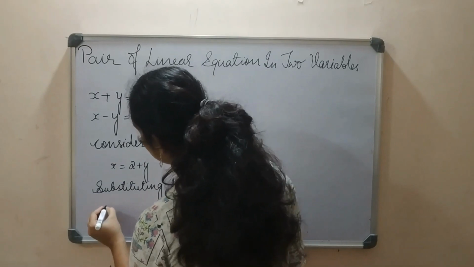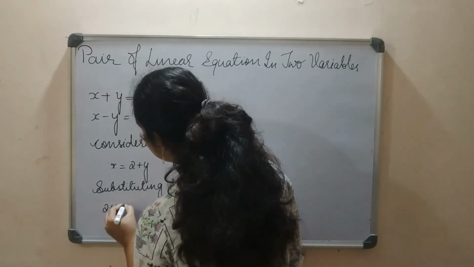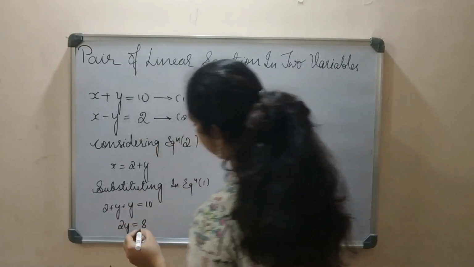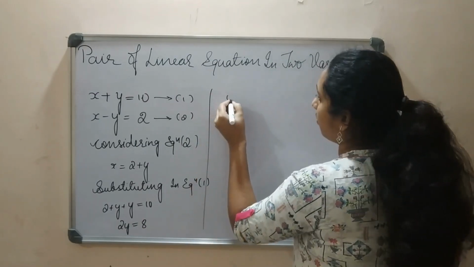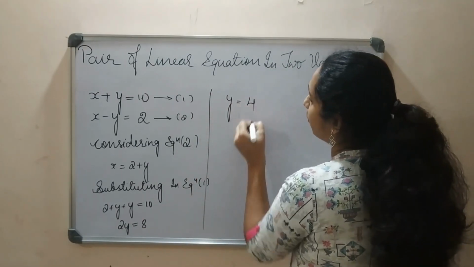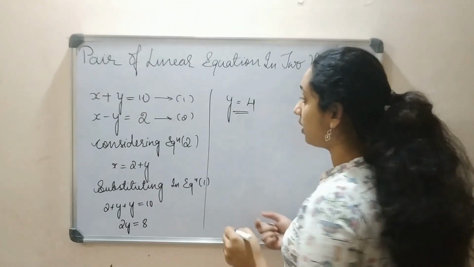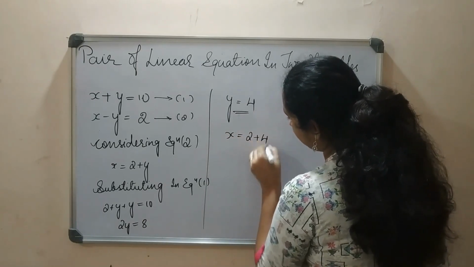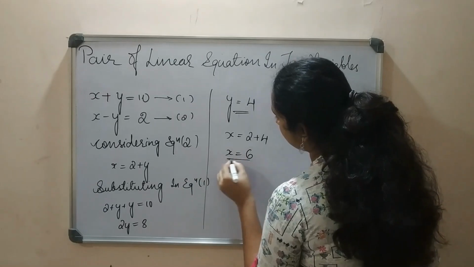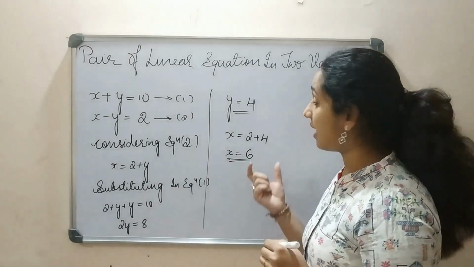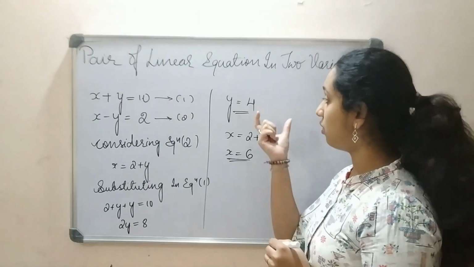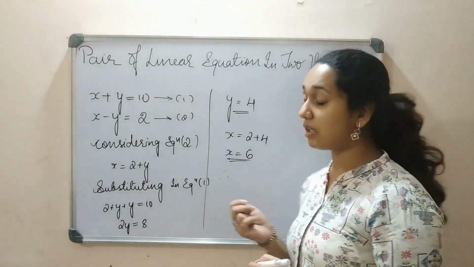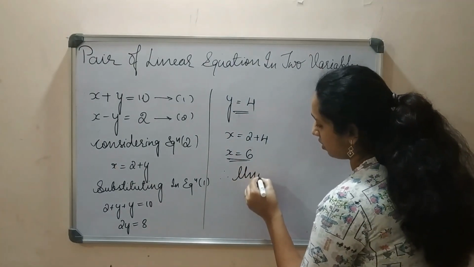So we get 2 plus y plus y is equal to 10. 2y is equal to 8. y is equal to 4. This is the value of y I got, and we'll see what value I'll get for x. So x is equal to 2 plus 4. So x is equal to 6. I got the values of x as 6 and y as 4, a specific number for the value of x and y. So therefore, the solution for these two linear equations, I can call it as a unique solution.